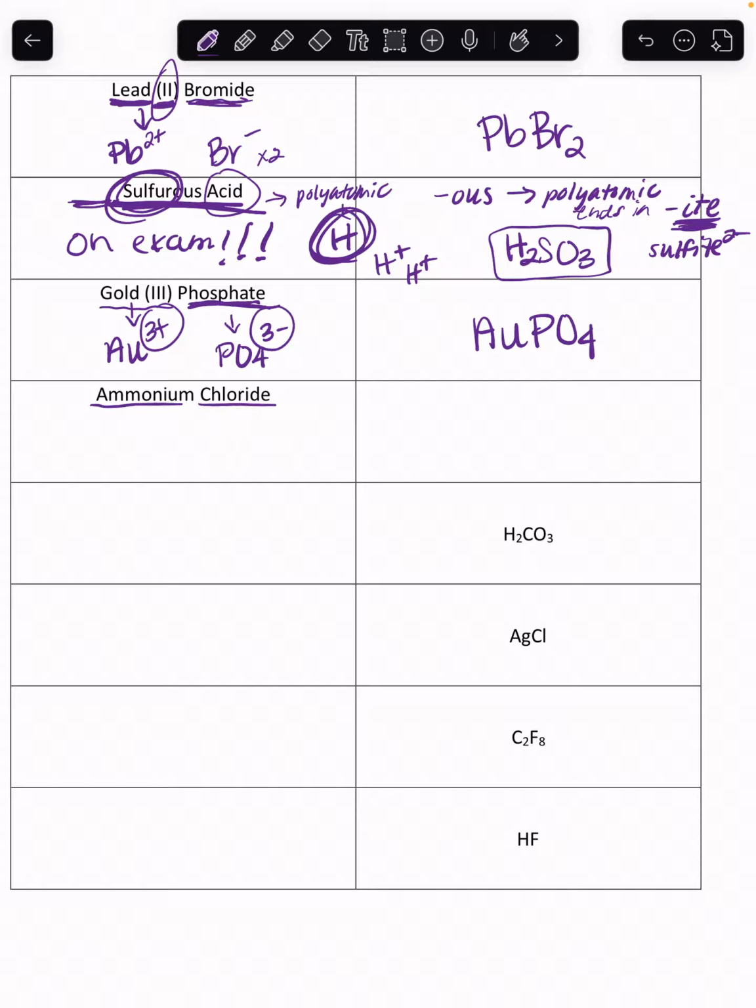Ammonium chloride. Weird. I'm not going to find ammonium on the periodic table, am I? No, I'm not. But you want to know where I will find it? Polyatomic ion sheet. NH4+ is ammonium. Then I say, oh, chloride. That's chlorine. Chlorine has a -1 charge. So if I put them together, they already balance. So write it out: NH4Cl. Ta-da! Ammonium chloride. All right, moving on. We've got the last 4 to go.